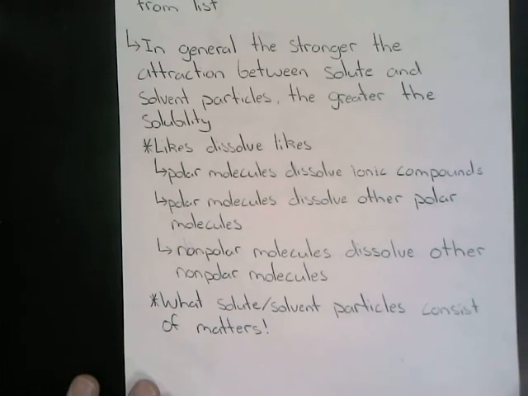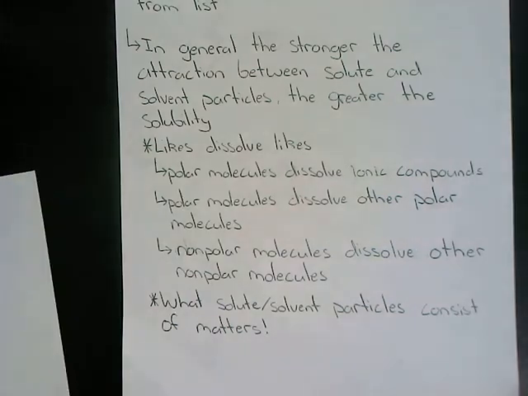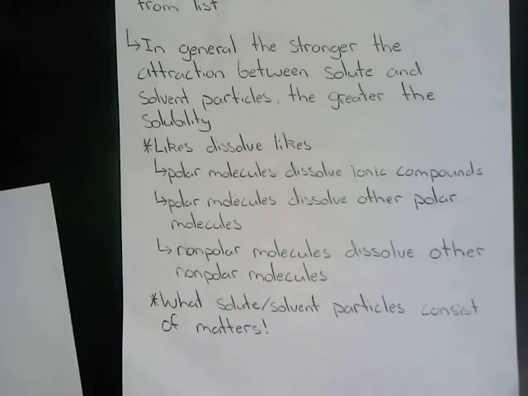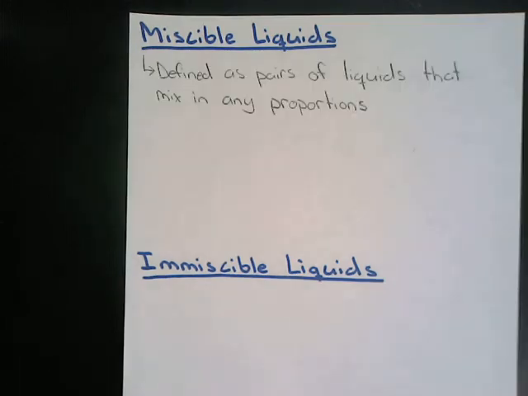All right, so let's talk about a few more terms here, a few more things from that list. If we get into the solution process where we're mixing 2 liquids together, we can come across 2 different terms that may describe how these liquids interact or don't interact. And so we have miscible liquids here, which are defined as pairs of liquids that mix in any proportion. A good example of a set of miscible liquids would be water mixing with an alcohol.